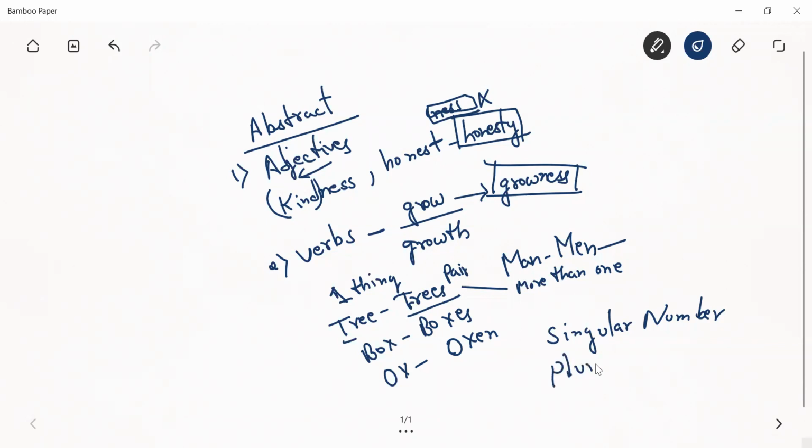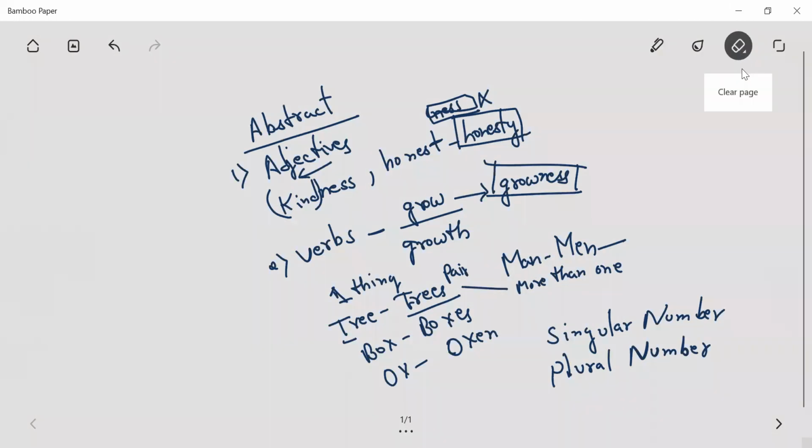Plural number. Now, how are plurals formed? There are many cases. First, we will add S. The second, we will add ES. The third, we will add IES. And the fourth, we will add VES.